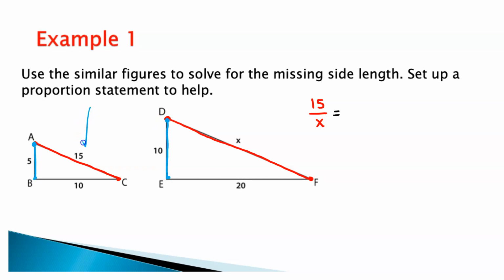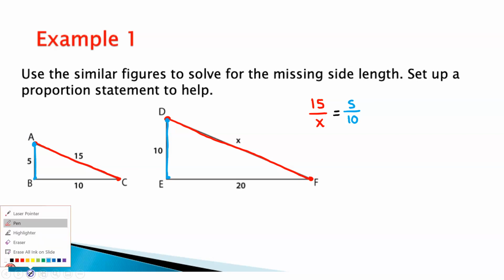So again, remember, I used 15 over x. I'd better set it equal to 5 over 10. You want to make sure that you're consistent when you're writing these fractions. If you're going from the smaller triangle to the bigger one, make sure you stay consistent. So take a look at this proportion that I just set up. I have 15 over x is equal to 5 over 10.